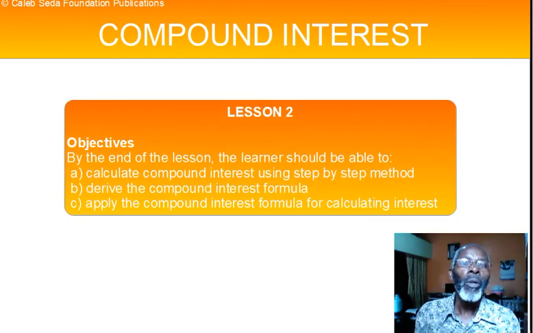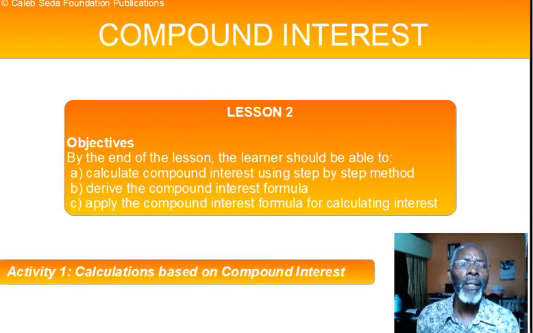Lesson 2, Objectives. By the end of the lesson, the learner should be able to: A. Calculate compound interest using the step-by-step method. B. Derive the compound interest formula. C. Apply the compound interest formula for calculating interest.